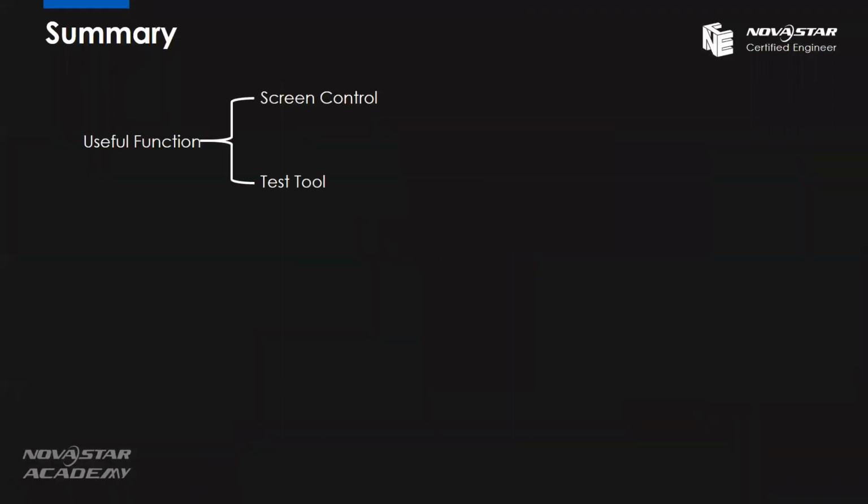At the beginning, we talked about 2 useful functions, the screen control and the test tool. The difference is that with the screen control, the image signal is from the receiving card directly. And with the test tool, the image signal is from the video source. So with the screen control, we can locate whether the issue is on the receiving card side or not on the receiving card, maybe the sending card side or other possible reasons.